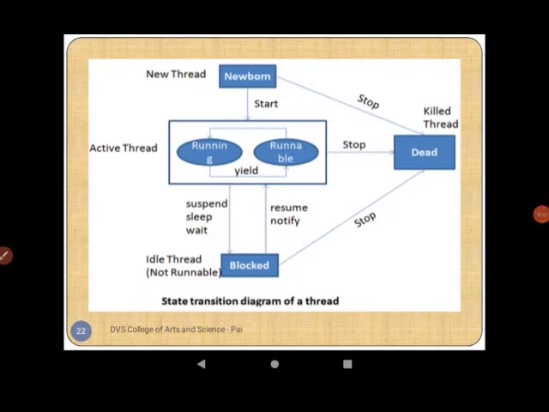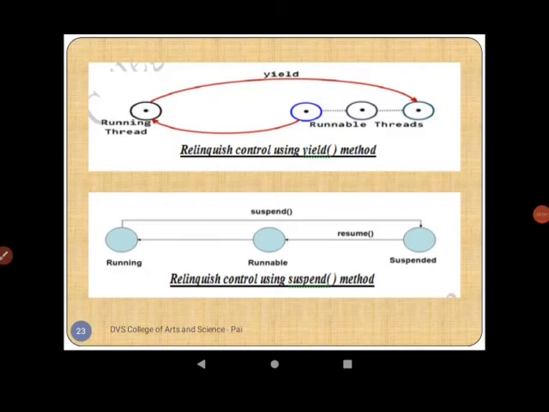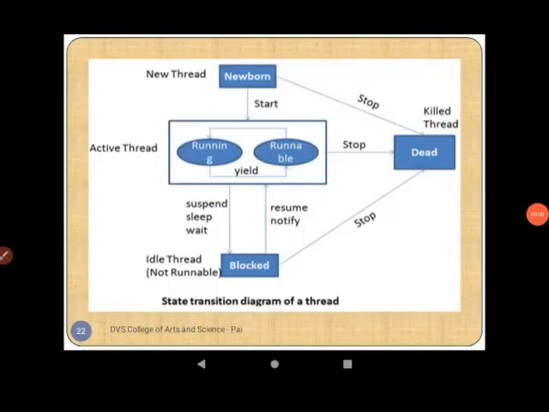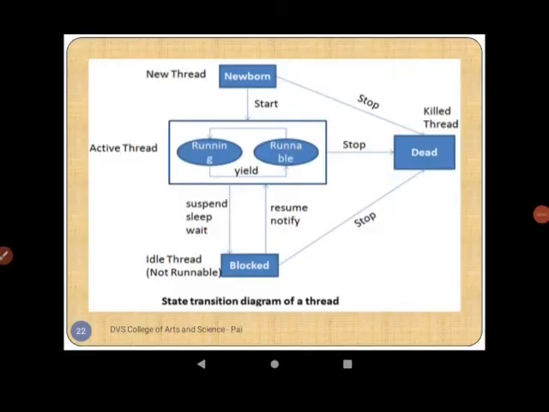Runnable state. The runnable state means that the thread is ready for execution and is waiting for the availability of the processor. However, if we want a thread to relinquish control to another thread of equal priority before its turn comes, we can do so by using the yield method as shown in the diagram. Running state. It means that the processor has given its time to the thread for its execution. The thread runs until it relinquishes or releases control on its own, or it is preempted by a higher priority thread.